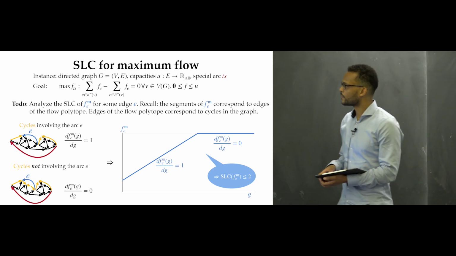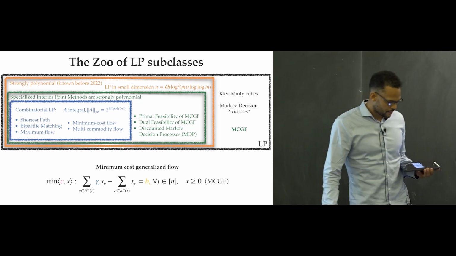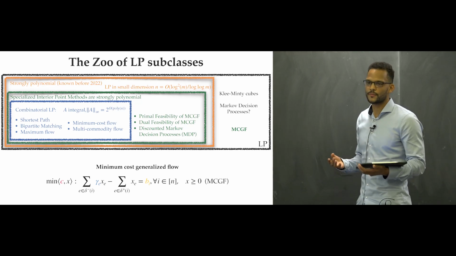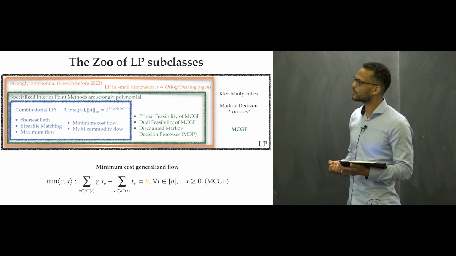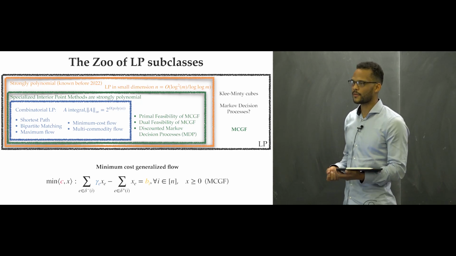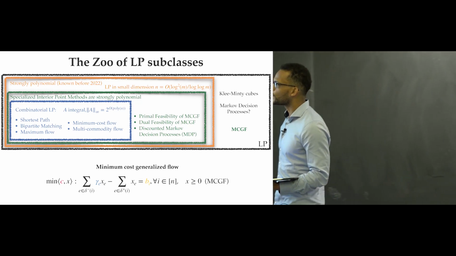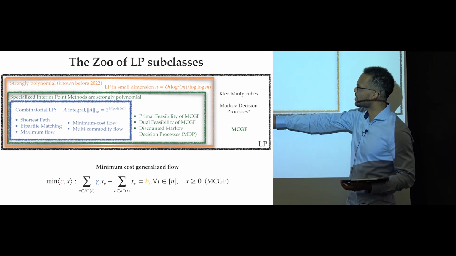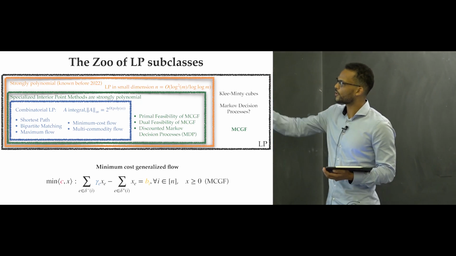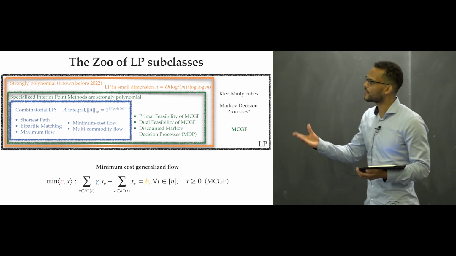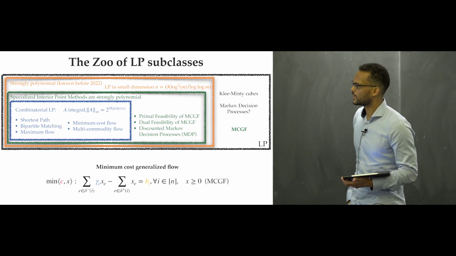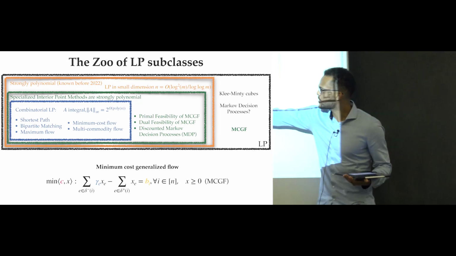Okay, now, before we figured out the SLC for minimum cost generalized flow, we first went back to different combinatorial problems that you can phrase as LPs, and checked whether the SLC for them is small. So which classes did we know run in strongly polynomial time before, say, 2022, before we had our algorithm? Combinatorial LPs, so these are the ones that can be defined as the ones that have integral entries and the integers are not too large. And classical problems that you can phrase as such are these here.